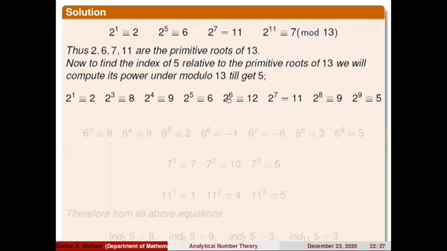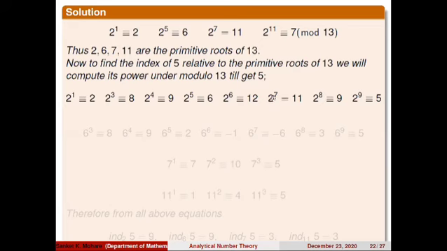Then 2 to the power 6. 2 to the power 6 is 2 to the power 3 into 2 to the power 3, but 2 to the power 3 is congruent to 8. So 8 into 8, 64. So 64 minus 12, that is 52, and 52 is divisible by 13. That's why 2 to the power 6 is congruent to 12.